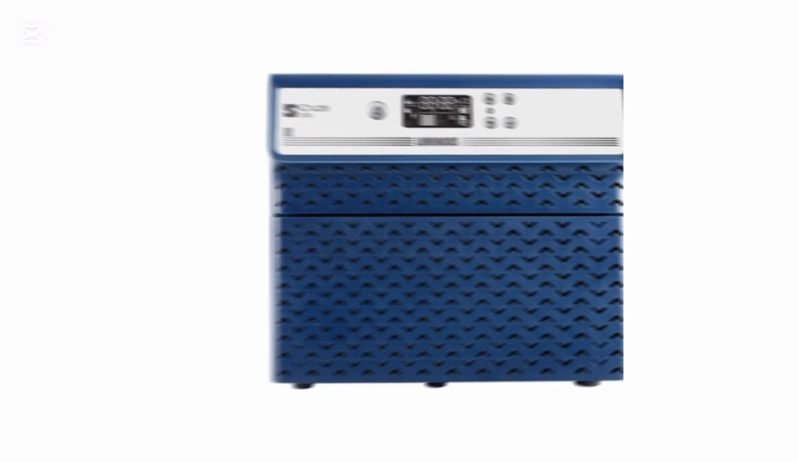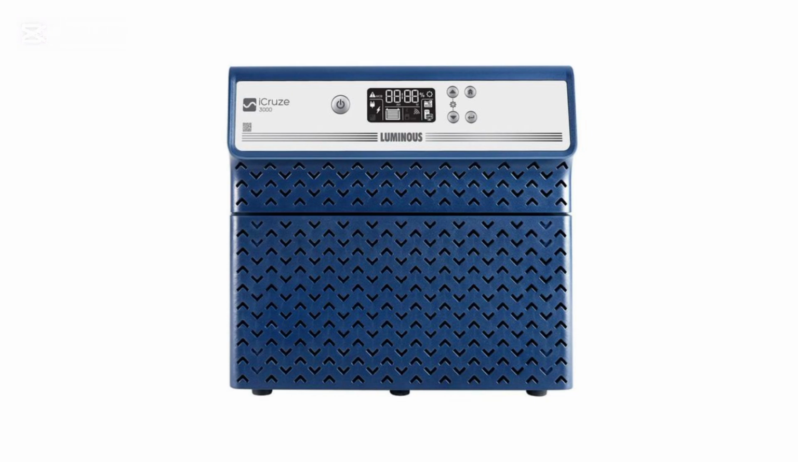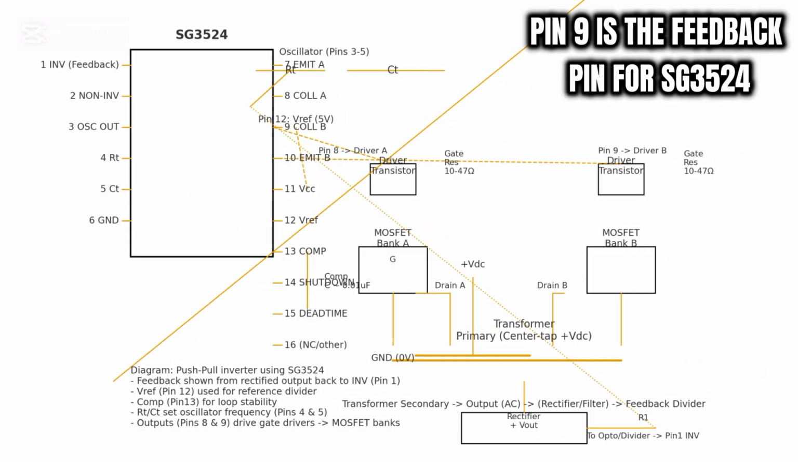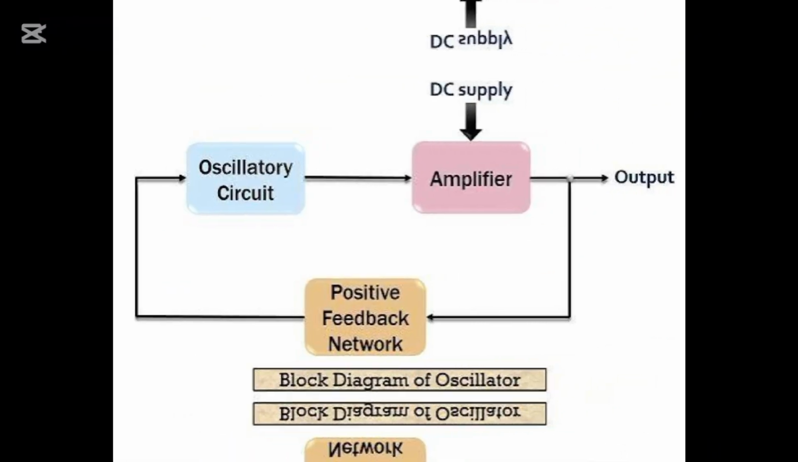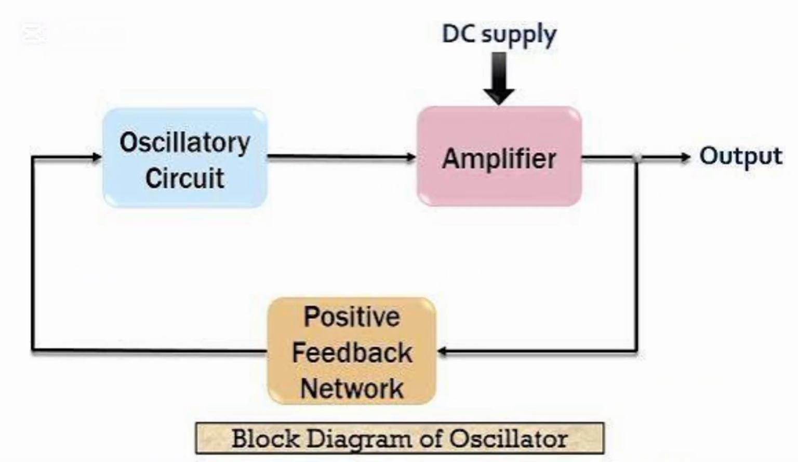Real inverters don't just generate AC, they also regulate it. A feedback circuit monitors the output voltage and frequency, and adjusts the oscillator duty cycle to keep the output stable, even as loads change. Feedback also enables protections. If the battery is too low, if the load is too heavy, or if the system overheats, the inverter can shut down safely. Sensing AC output, comparing it with a reference, then adjusting the PWM.